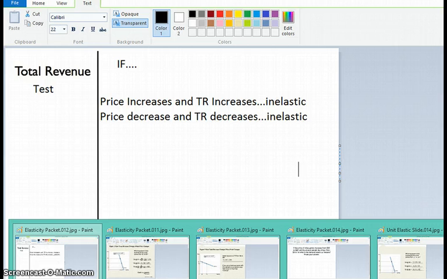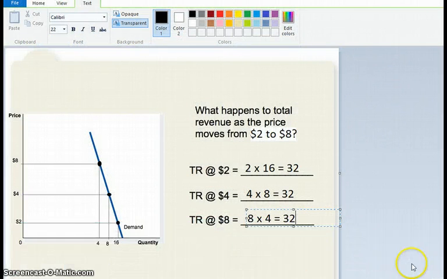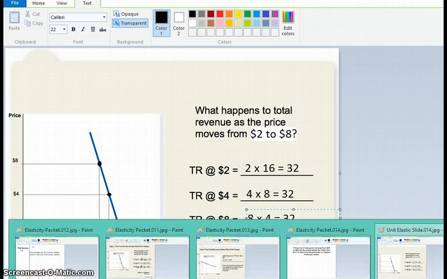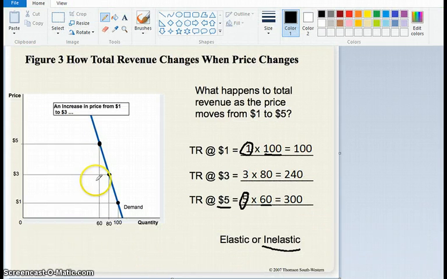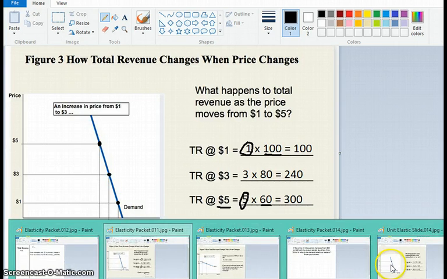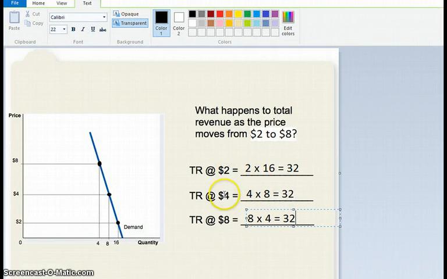So we're going to have a new rule that we add, because even though this looks like the first one that we did, in fact it is the same one, I just changed the numbers, and even though it looks like this one, it doesn't behave the same. Because here our price is changing, but the whole time our total revenue is staying the same. So this is a new rule for us.